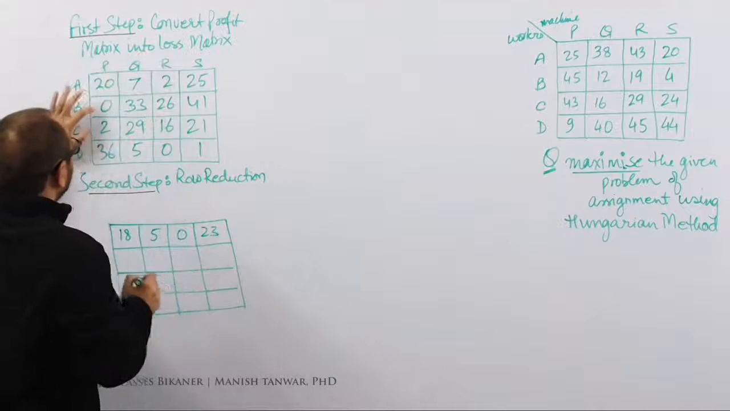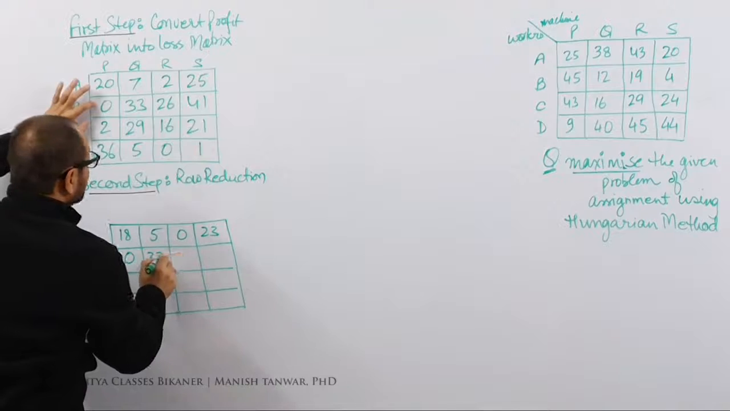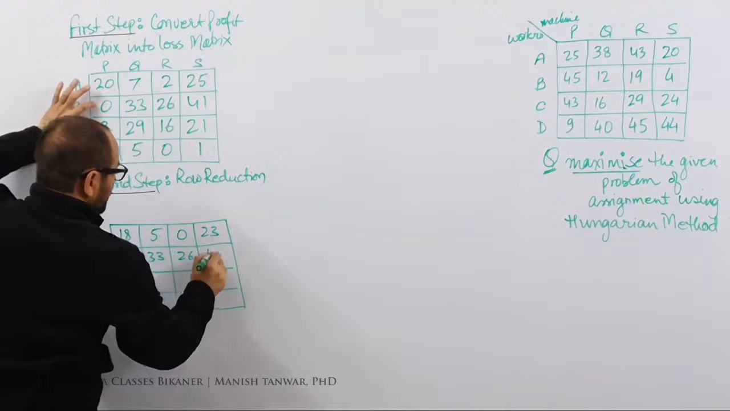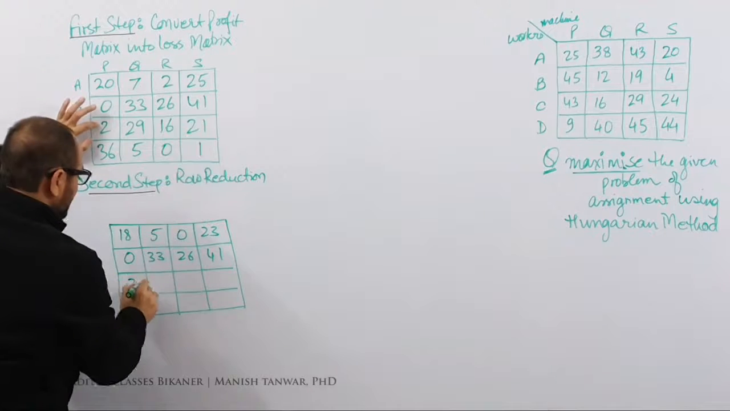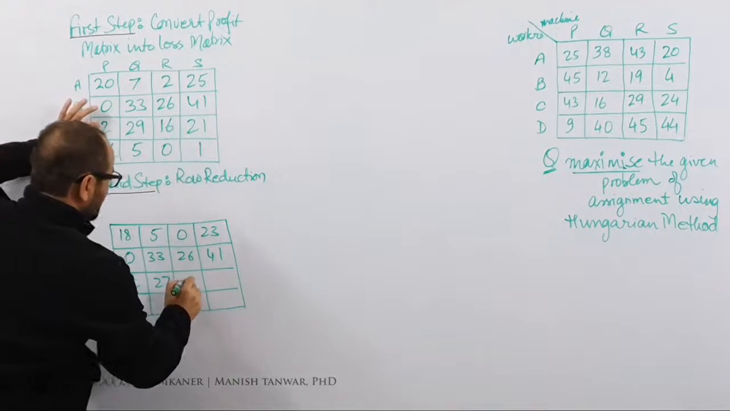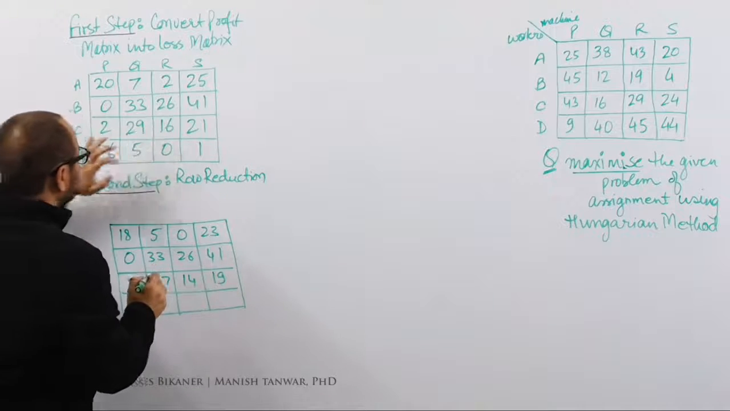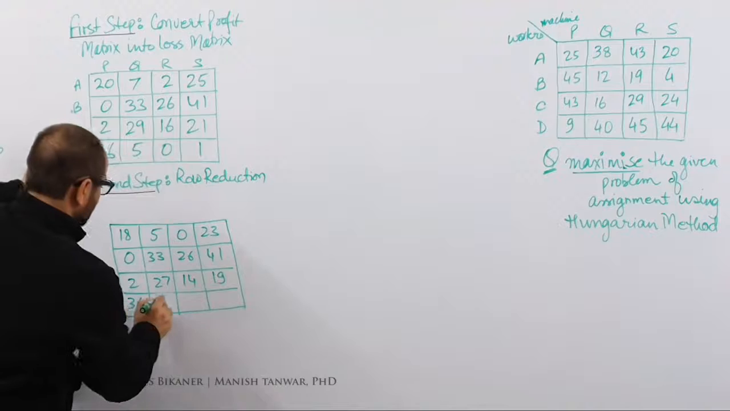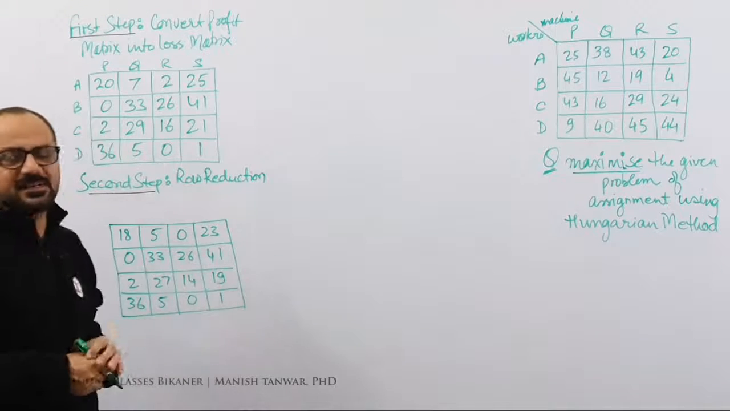In this row, 0 is minimum, subtract 0 from all, giving me 0, 33, 26 and 41. In this row, 2 is minimum, subtract 2 from all, giving me 2, 27, 14 and 19. Here 0 is minimum, subtracted from all, 36, 5, 0 and 1. So now this matrix is row reduced.